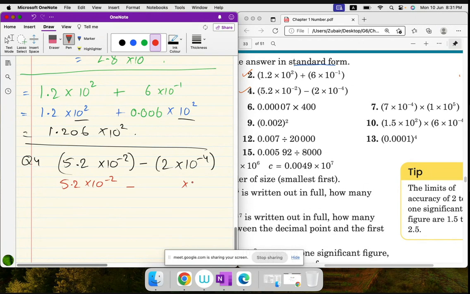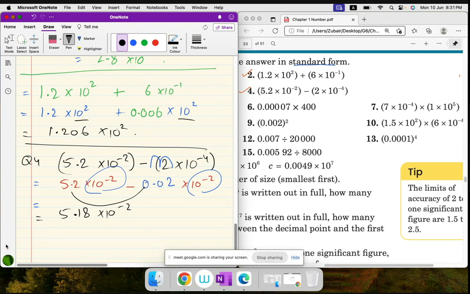On the other side, if I change this one -2, कितने zeros बढ़ा दिए मैंने? 2. तो बेटे दूसरी साइड को 2 times कम कर दें. 1 jump and second jump. Is it making it 0.02? ठीक है. Now the powers are same. 10 raised to power -2 and -2. I can directly subtract these two numbers. So 5.2 minus 0.02 is giving me 5.18. 5.18 into 10 is for -2. Finished.